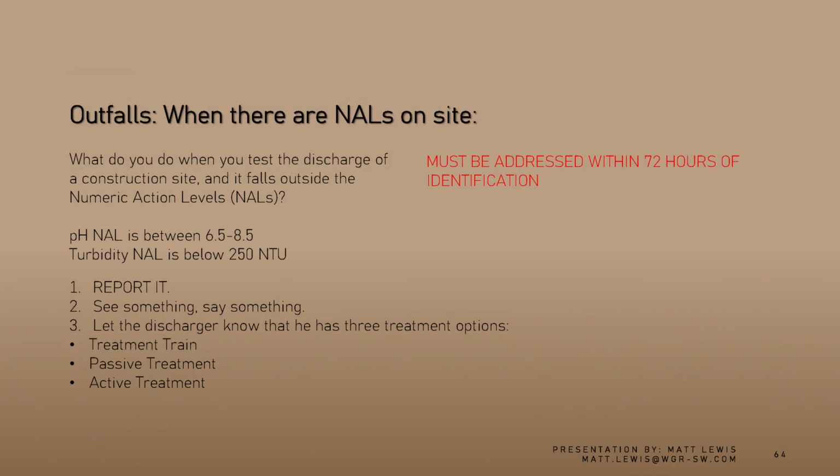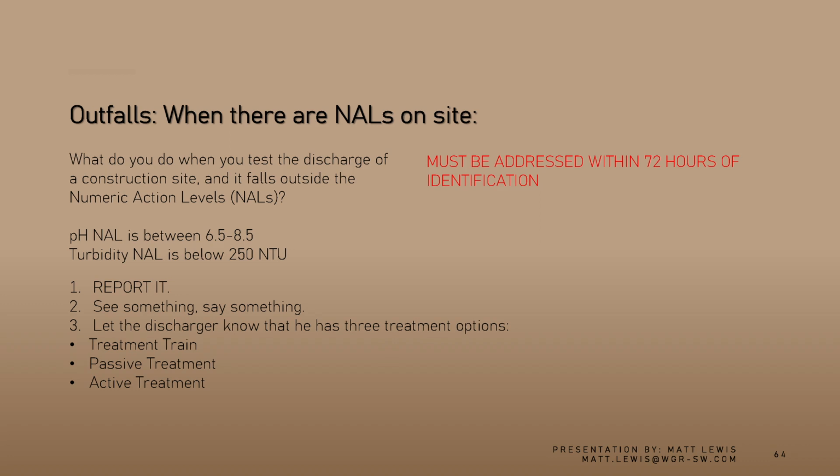Okay, and when it comes to sampling, I figured I'd throw this in here. NALs, numeric action levels, generally for pH are between 6.5 and 8.5, and the turbidity is below 250. Turbidity is how much sediment you have in your water. Essentially the basic thing here is report it, see something, say something, and let the discharger know that he has 3 treatment options, which you will see here: a treatment train, passive treatment, or active treatment.